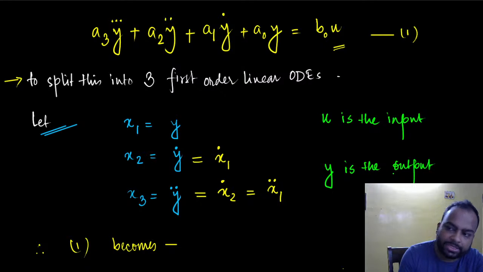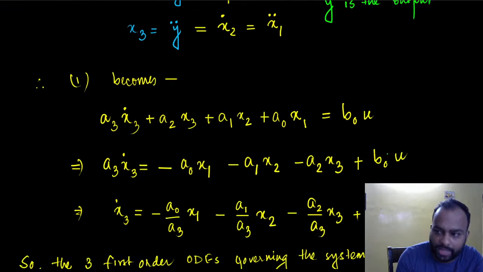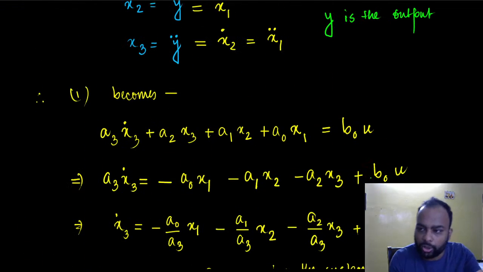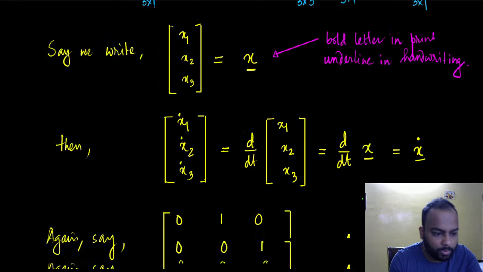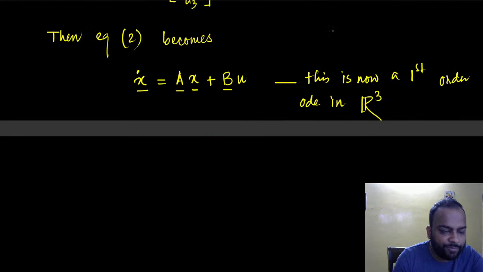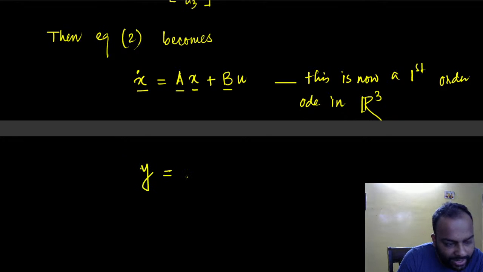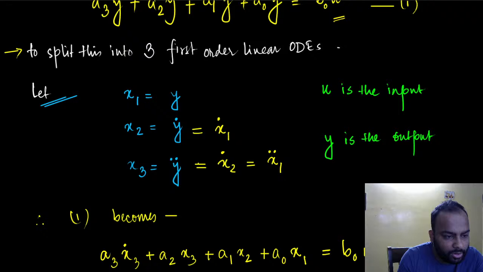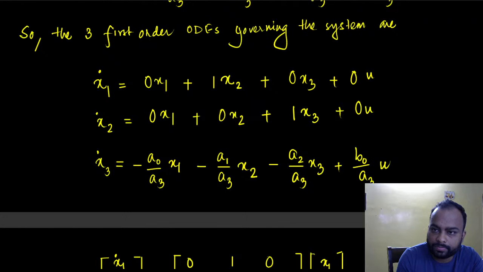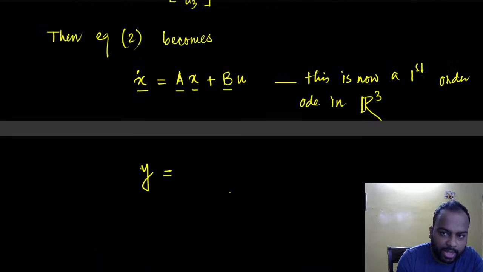But this is just an assumption. Once again, we can consider anything to be the output. We can consider y dot to be the output, y double dot to be the output, or whatever. Now if y is the output, then what is y really? Notice very carefully, y is x1. Output is x1 here.